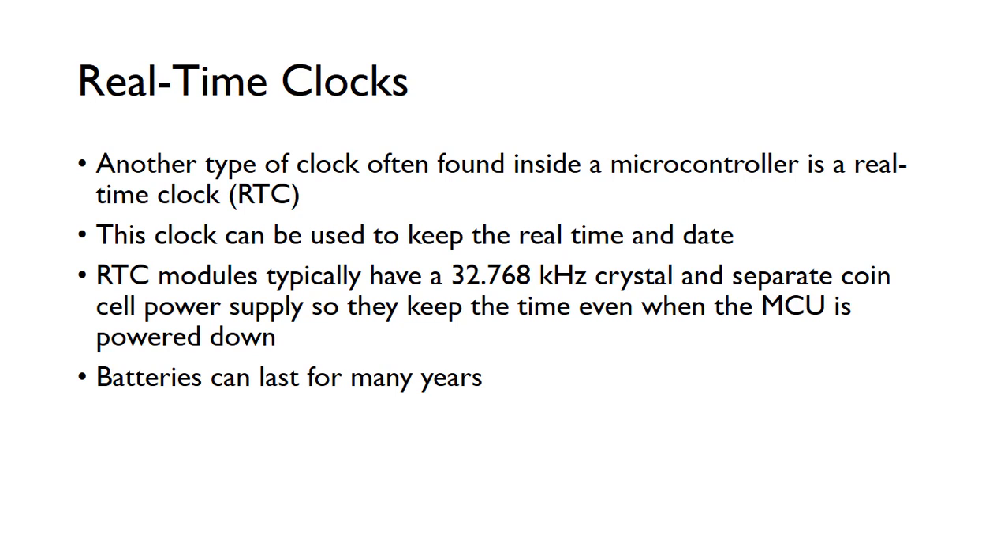So real-time clock modules typically have a 32.768 kHz crystal and a separate power supply. So they often have a coin cell power supply. So even when the actual microcontroller is powered off, there's a separate power supply that keeps power to the real-time clock module, so that it can keep track of time even when the main system is turned off. And this is very low power, and the batteries in these last for many years. So you may see them in your motherboard and your PC and so on. You see coin cell batteries.